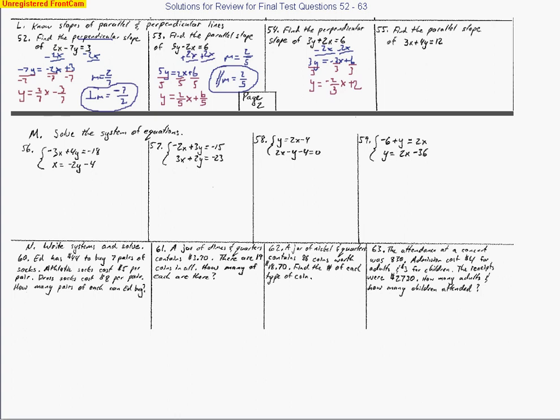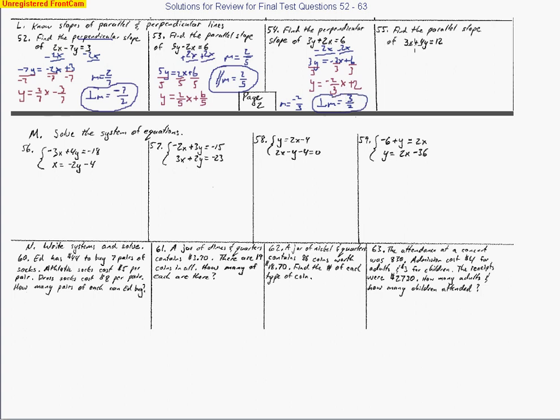Well, here the slope of the line is given to us as negative 2/3. But we don't want that slope. We want the perpendicular slope. So the perpendicular slope is going to be the opposite sign, so positive, and then the reciprocal, 3/2. So that is our perpendicular slope.